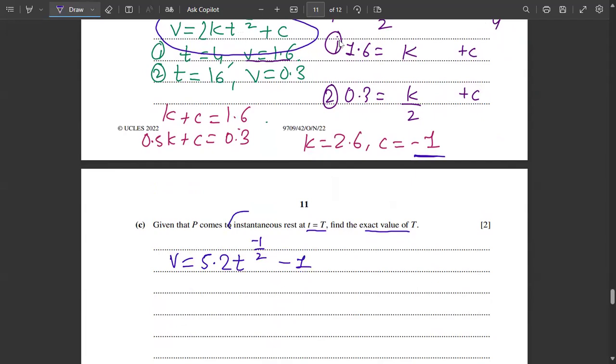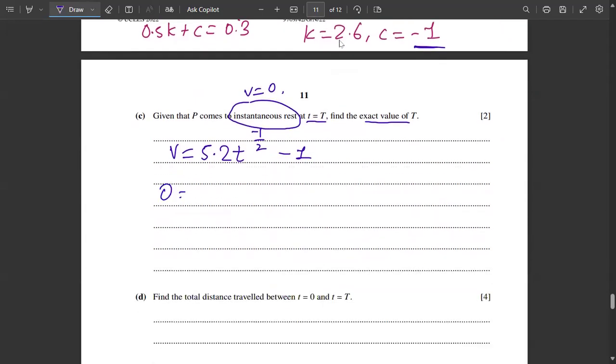So instantaneous rest means velocity is 0. So 0 equals 5.2 t raised to minus 1 by 2 minus 1. This minus 1 goes there and becomes plus 1.